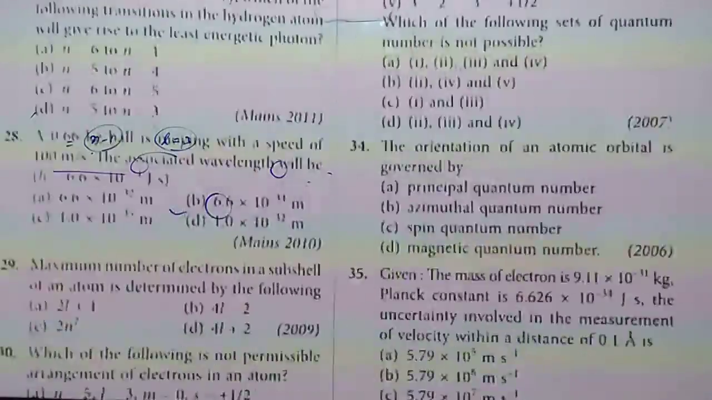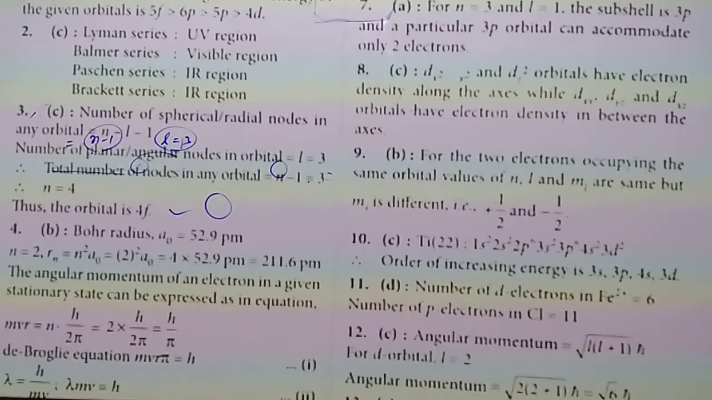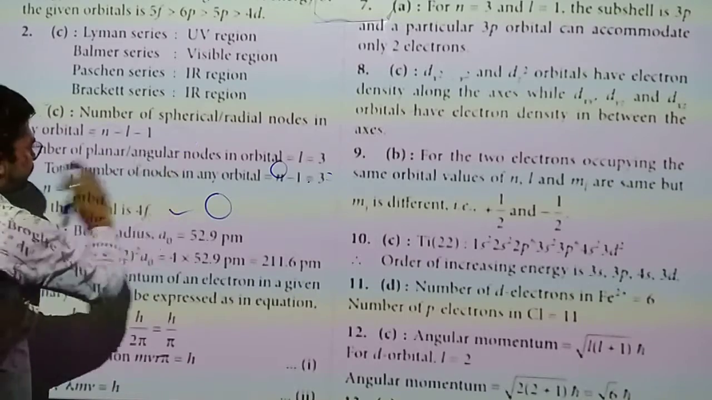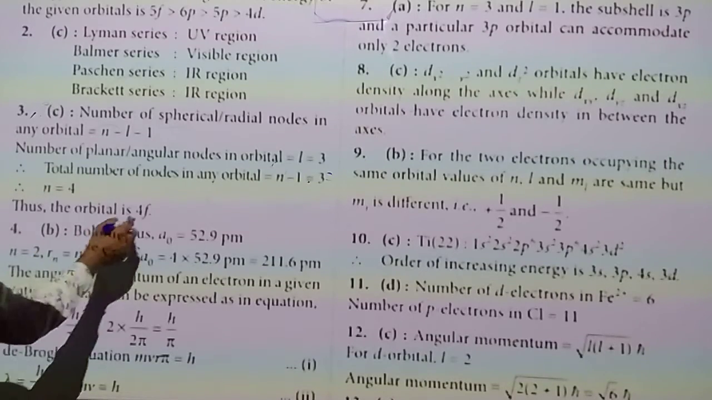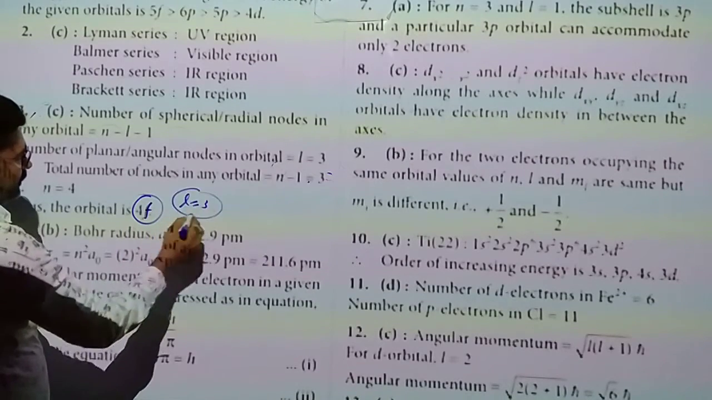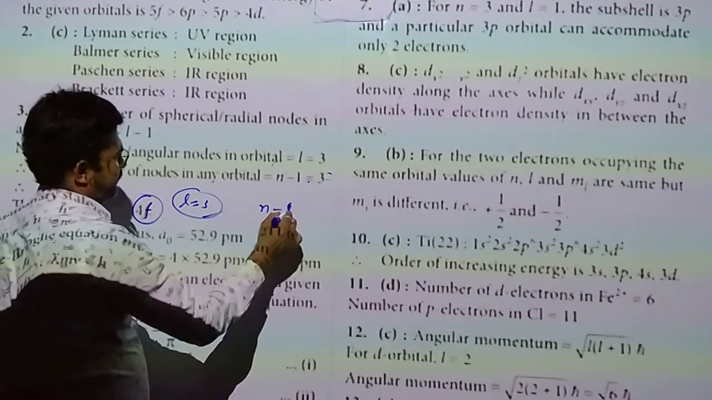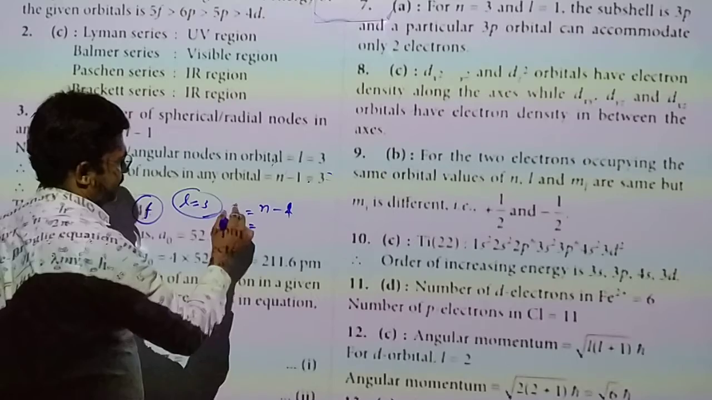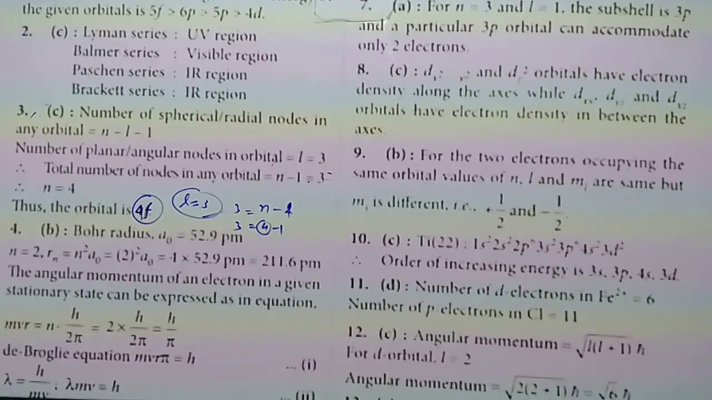You can see, in question number 3, the number of spherical or radial nodes is n minus l minus 1. The number of planar or angular nodes in the orbital, l equal to 3. So the orbital should be 4f. For 4f the value of l is 3, so angular nodes are 3, and total nodes will be n minus 1. So getting 3, n should be 4. So 4f is our answer.